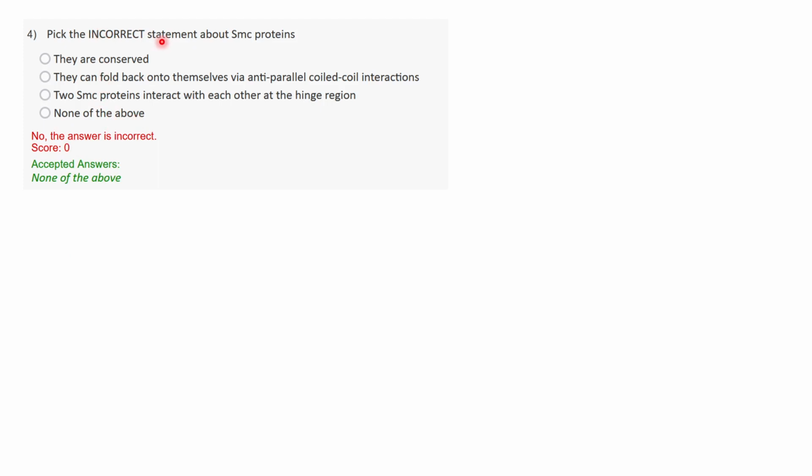So here they have asked about the incorrect statement. All three options are correct, so none of the above will be the correct option. You need to read the questions very carefully to see what is asked. Incorrect is asked and all three are correct, so none of the above will be the correct option.